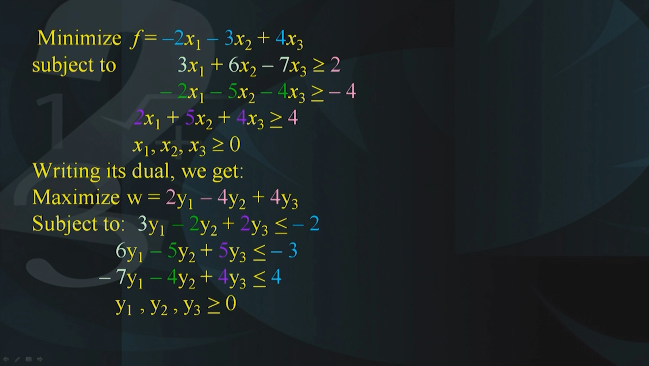are having the objective function as minimization of minus twice x1 minus 3x2 plus 4x3 subject to 3x1 plus 6x2 minus 7x3 greater than or equal to 2, and the second constraint is minus 2x1 minus 5x2 minus 4x3 greater than or equal to minus 4, and the third constraint is twice x1 plus 5x2 plus 4x3 greater than or equal to 4.